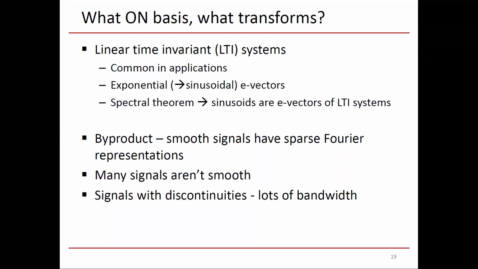As a byproduct of all of that, smooth signals, we understand that they have sparse Fourier representations. And because of that, we can filter them using LTI systems. We can keep the larger coefficients, the lower frequencies, and we can assume that the higher frequencies are primarily noise and attenuate them. But of course, many signals are not smooth, and signals that have discontinuities contain a lot of bandwidth, and that's where we're going to look in subsequent modules. So that'll be it for module number 40.